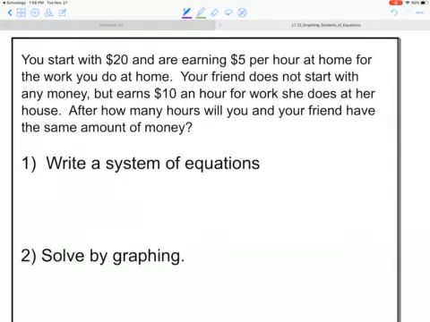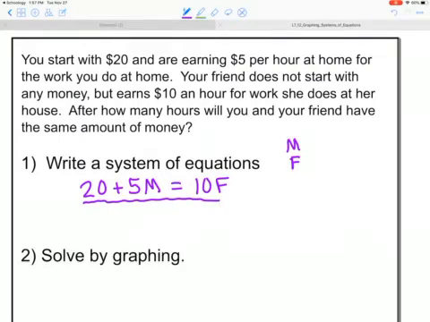So writing a system of equations, I have myself, which I'll put as me, and I'll use F to represent my friend. Now in my situation, I start off with $20 and I'm earning $5 per hour for myself. Now, my friend does not start with any money, but earns $10 an hour for the number of hours that she works. So I set mine equal to hers, and I'm solving this system. After how many hours will you and your friend have the same amount of money? So you can solve that from here.